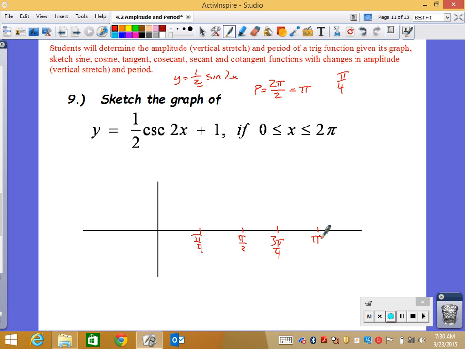So remember, instead of going up to 1, this thing has an amplitude of 1/2. So we go between 1/2 and -1/2. And then it just looks like a sine curve. Start at 0, go up to 1/2, down, -1/2, 0.